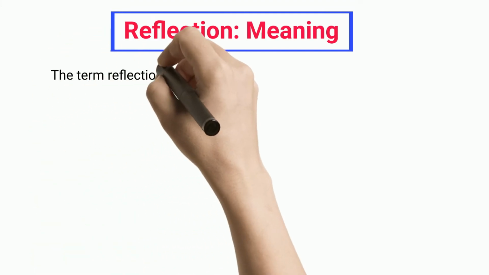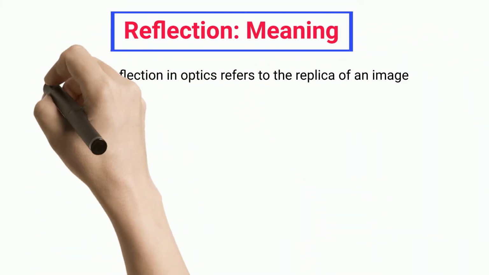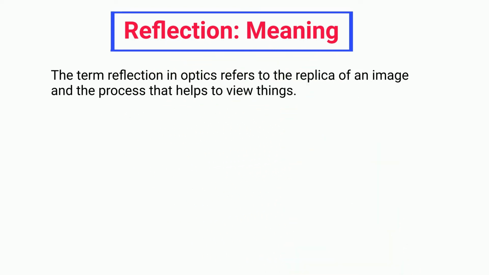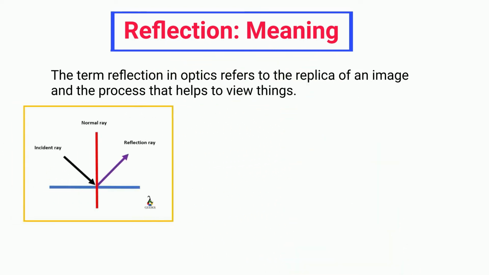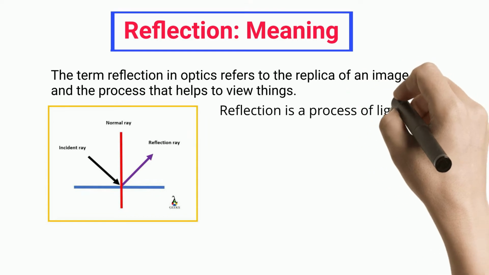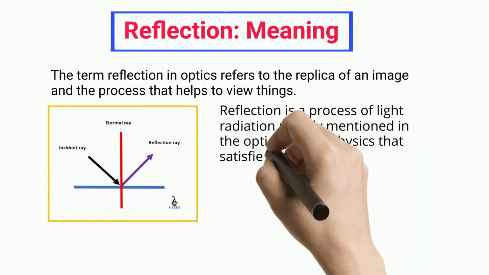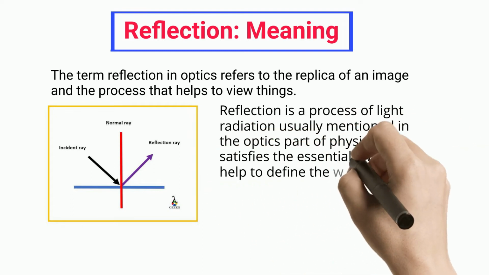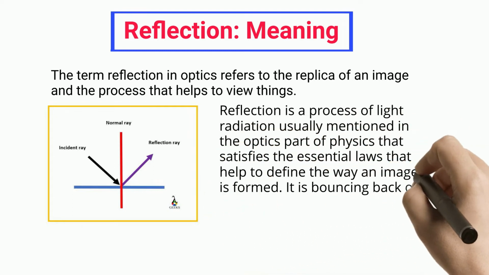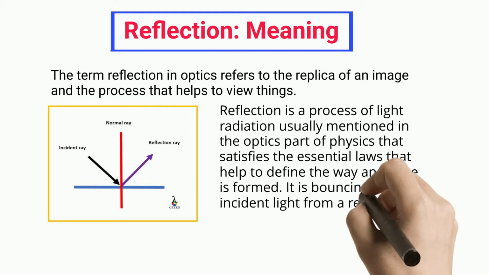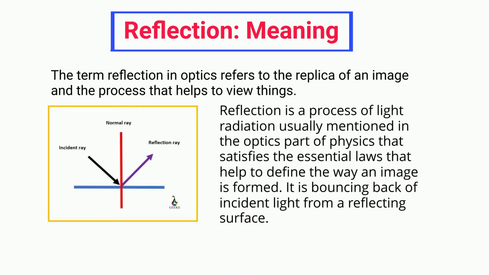Reflection, meaning. The term reflection in optics refers to the replica of an image and the process that helps to view things. Reflection is a process of light radiation usually mentioned in the optics part of physics that satisfies the essential laws that help to define the way an image is formed. It is the bouncing back of incident light from a reflecting surface.